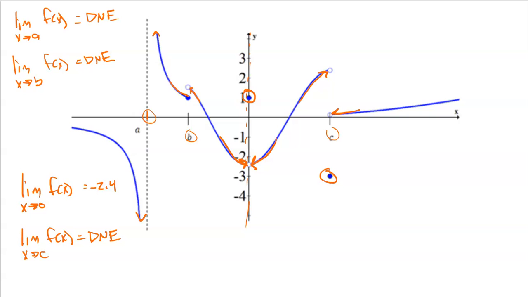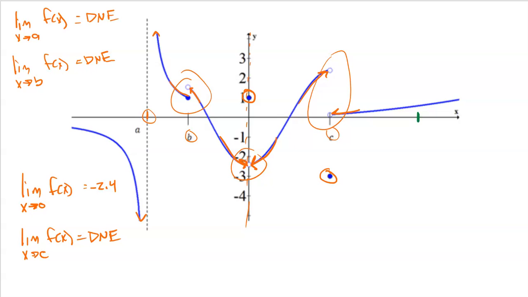And you see the full gamut of all the different things that can happen. It does not exist due to an asymptote. It does not exist due to a jump. An existing limit, even though there's a hole there, and another jump right there. Okay, so pretty cool. But I want to finish off with one more thing here.